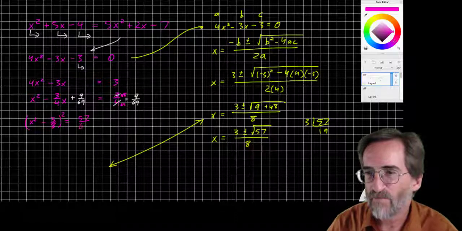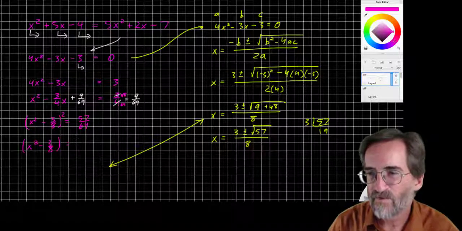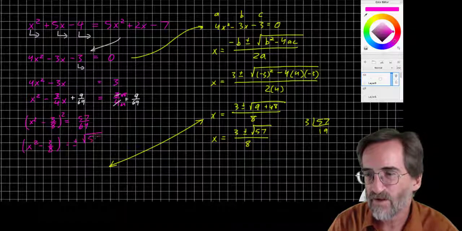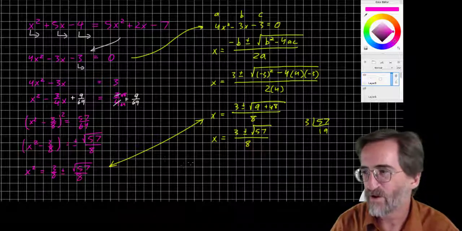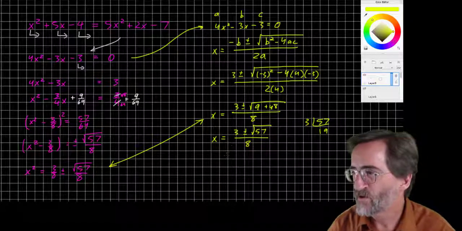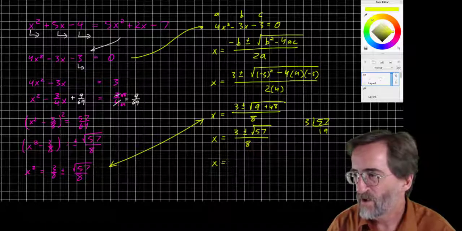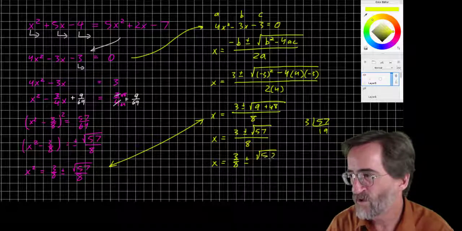Actually, hold on. I'm not there yet. Now, x minus 3/8 equals plus or minus square root 57 over 8. And add 3/8. X equals 3/8 plus or minus root 57 over 8. And there we go. Same answer. You can break up the addition over a common denominator. So this is equal to 3/8 plus or minus square root 57 over 8.